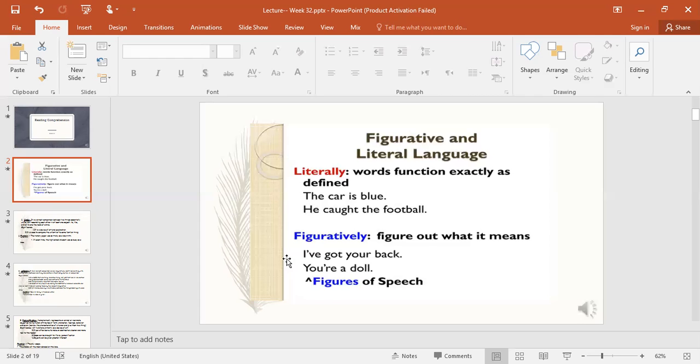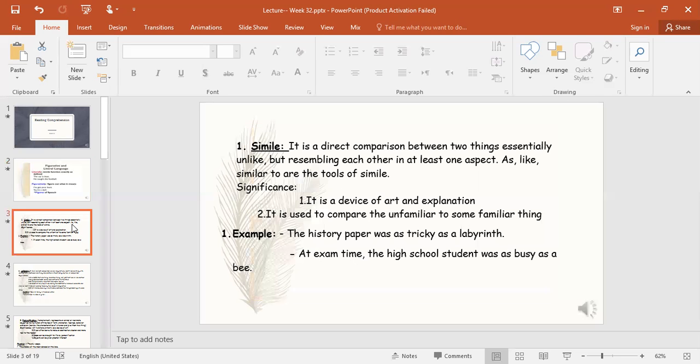When I say figurative language, it means when I use words to show hidden meanings, to show hidden sides of the sentence or of the word. Did you all understand what we mean in general by figurative language? Yes. Yes, ma'am.